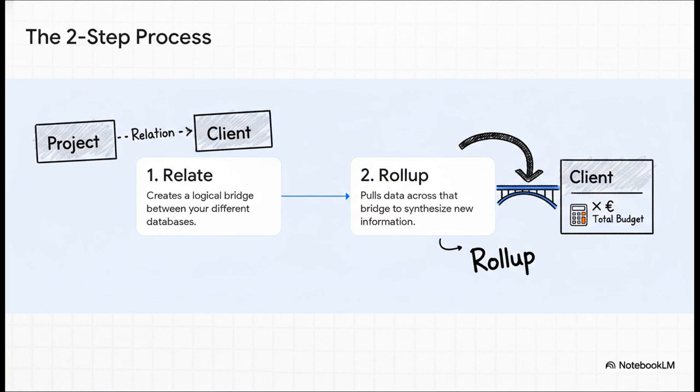We do this in two simple steps. First, we use a relation to build a logical bridge that connects, let's say, a project to a client. Then, we use a rollup to pull specific data across that bridge. This lets us do things like automatically calculate the total budget of all projects for one client, all without any manual data entry. It's pretty amazing.